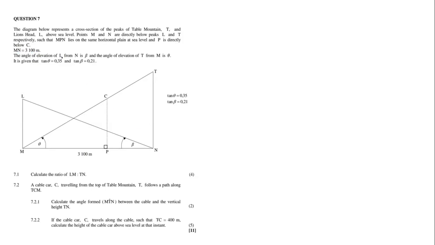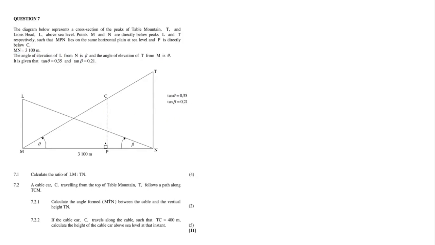And the angle of elevation of L from N is beta, and the angle of elevation of T from M is theta. It is given that tan theta is equal to 0.35 and tan beta is equal to 0.21, and we are also provided with this next to the diagram over there.